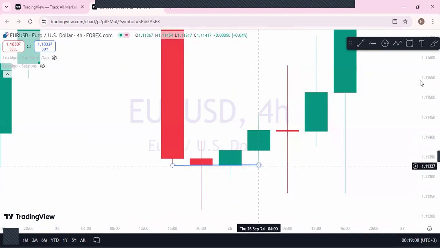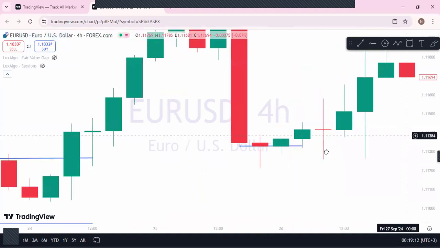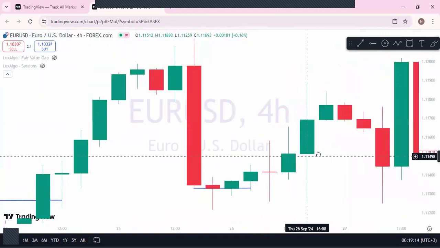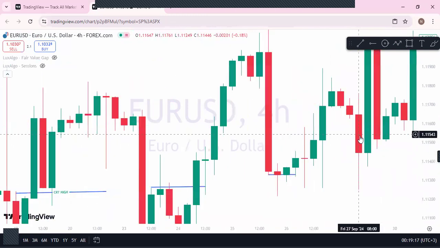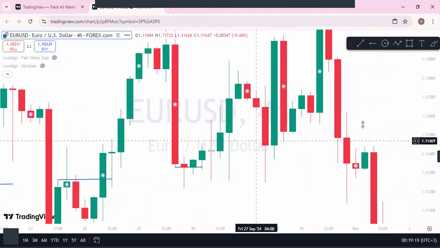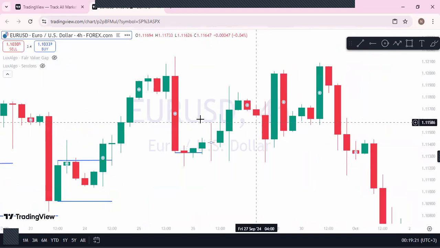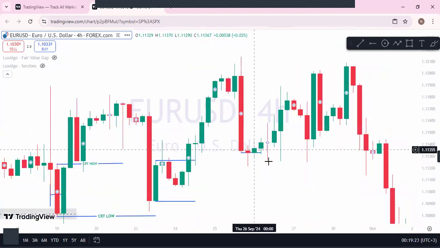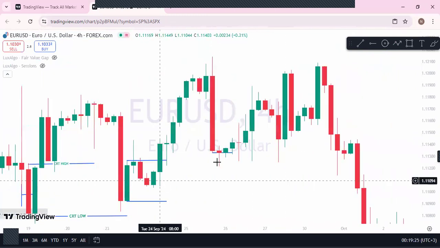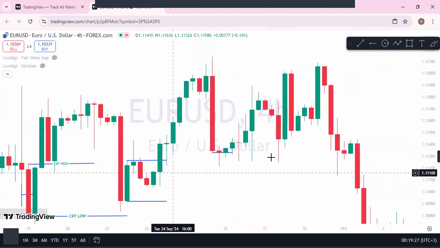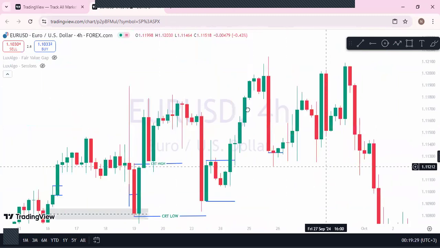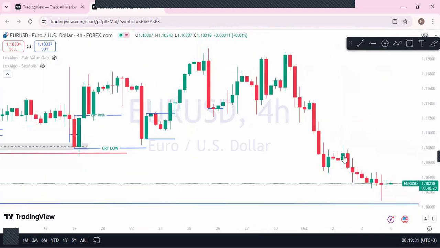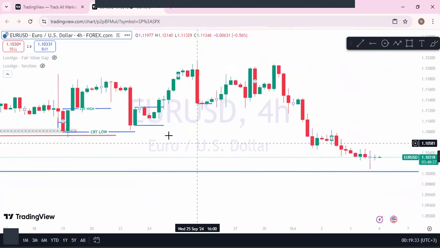Okay, this was not a valid CRT candle, but it's very close to it. So you can also use other analysis or other concepts to relate it, then you can enter the market. If you can see the nearest order block or nearest fair value gap, you can as well use that to trade that position.